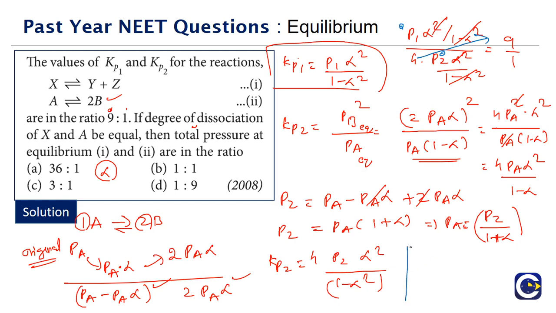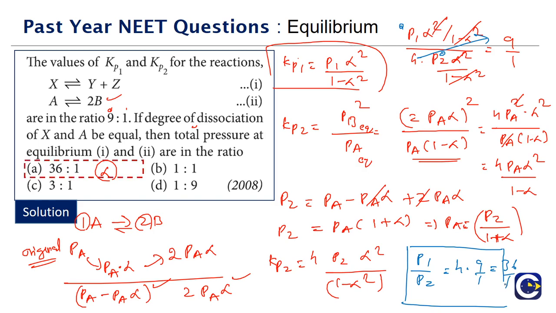So which is going to give us, I'll just write the final answer here. So P1 by P2 is going to be equal to what? 4 times 9 by 1, which is 36 by 1. The correct answer for this is option A.